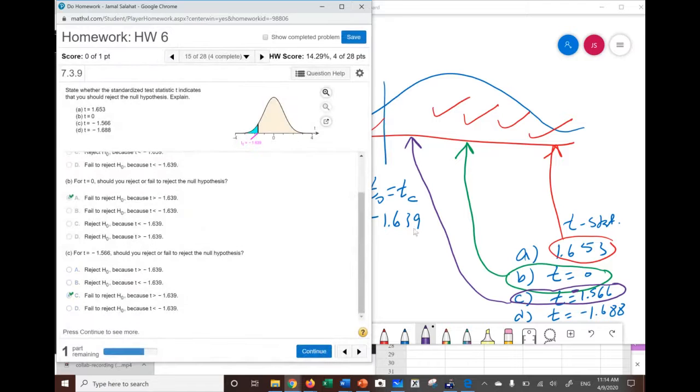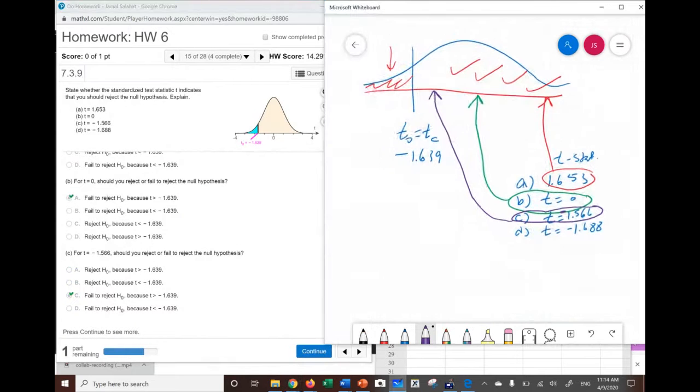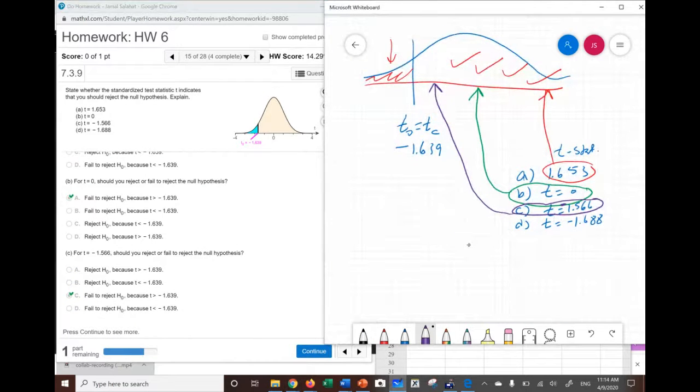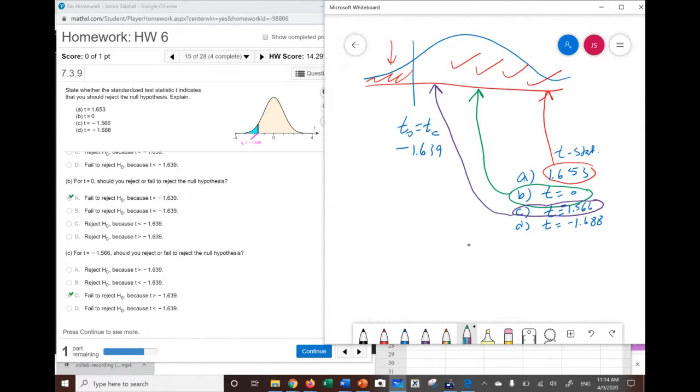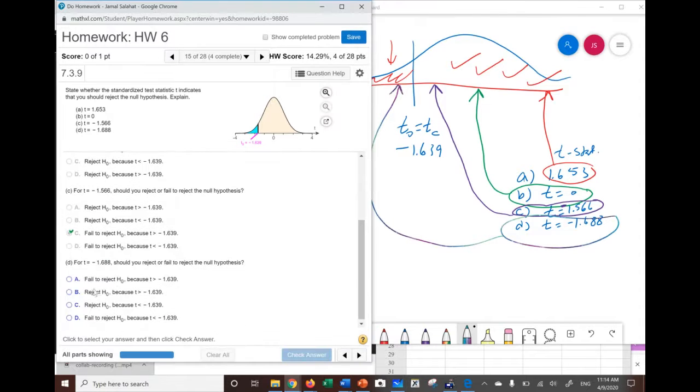negative 1.639. Finally, let's go to the last one, which is this one here. And let me highlight that with this color. Now this negative 1.688 is finally under. And therefore, we're going to continue here, and 1.688 is smaller than 1.639. Therefore, we're going to reject H naught because it is smaller. So the answer is C because it is smaller.